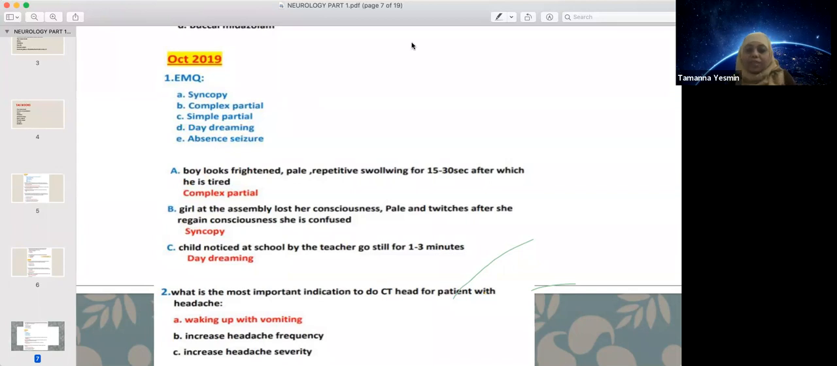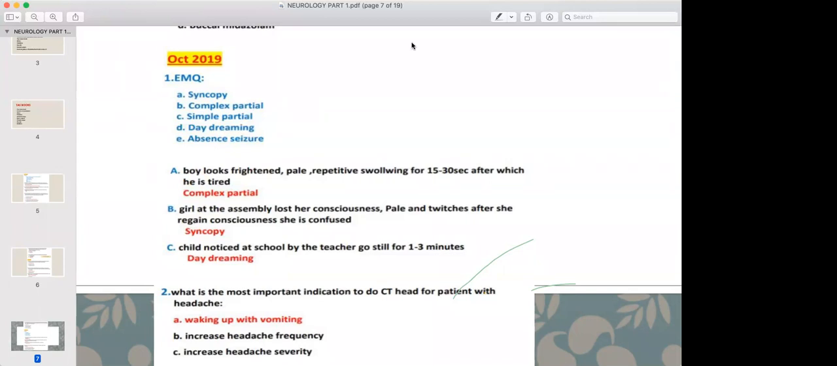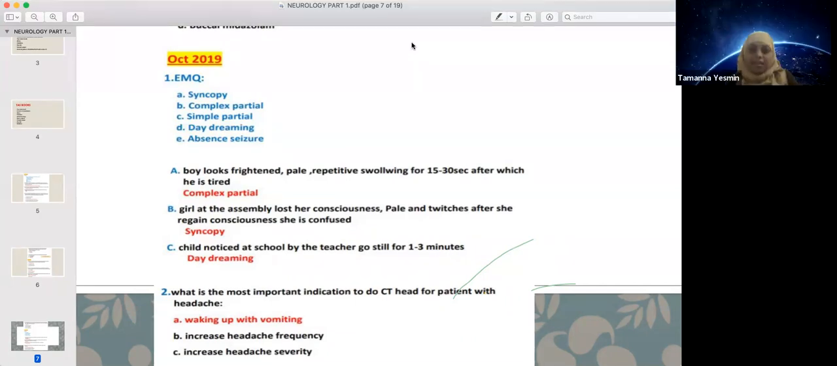Next question. A girl. Excuse me, ma'am. Sorry to disturb. I want to ask again that in simple partial, there will be no aura and no post-ictal drowsiness, right? Yes, it will be present in the complex partial. Right? Yes.